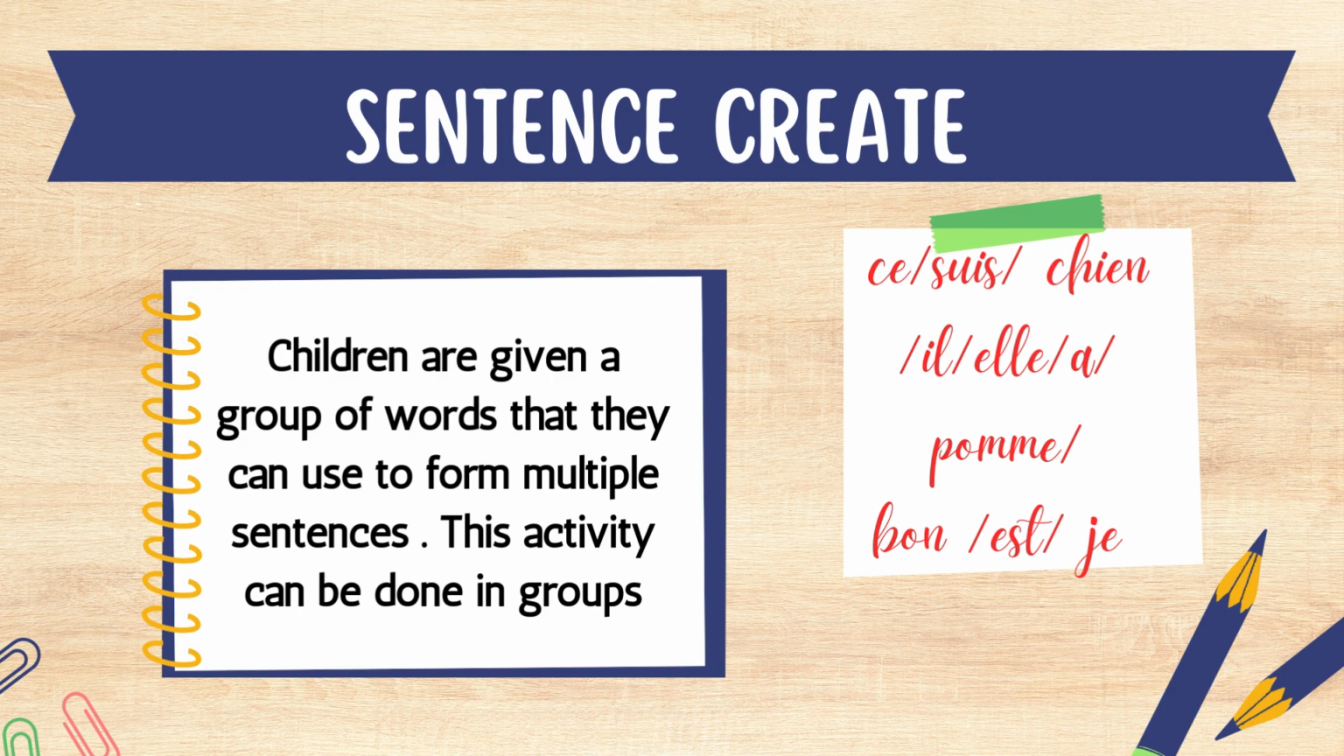The other way to start a lesson is sentence crate. Children are given a group of words that they can use to form multiple sentences. This activity can be done in groups. So you give learners a group of words that have been jumbled up. And from this group of words, of course, you may have the subject, the verb, and the object. The learners can try and figure out the different sentences from the words.